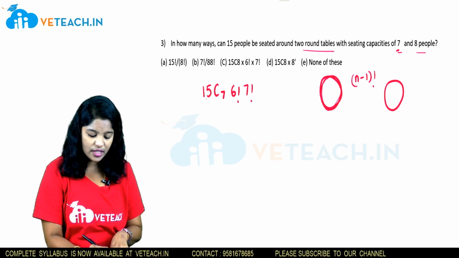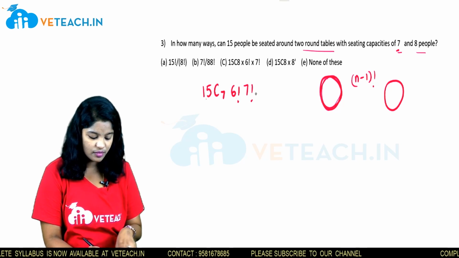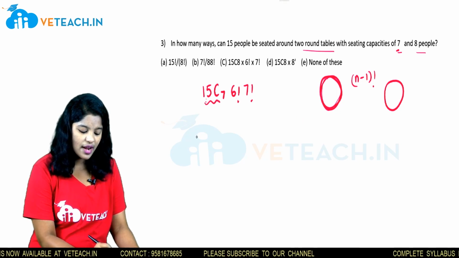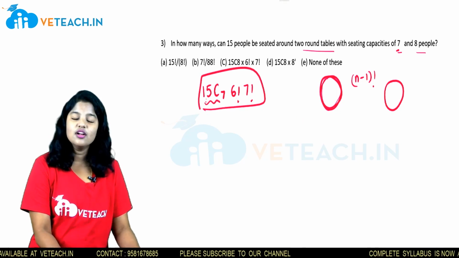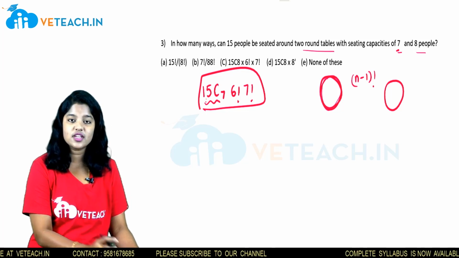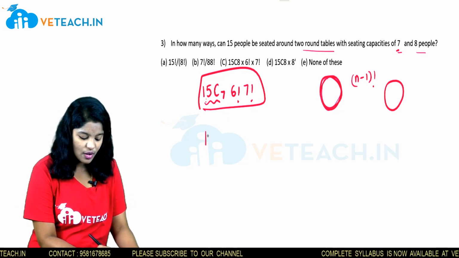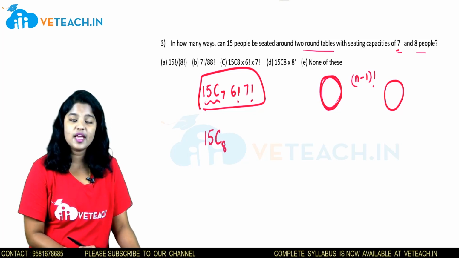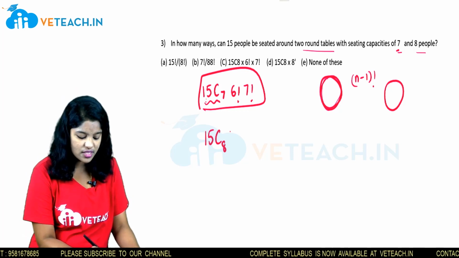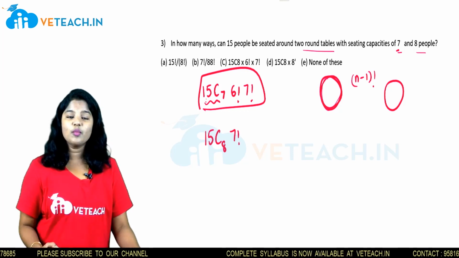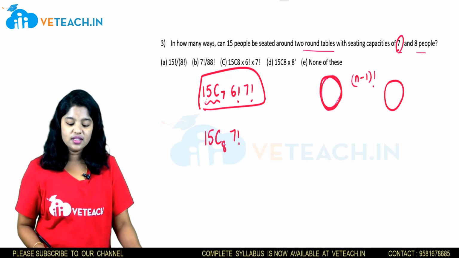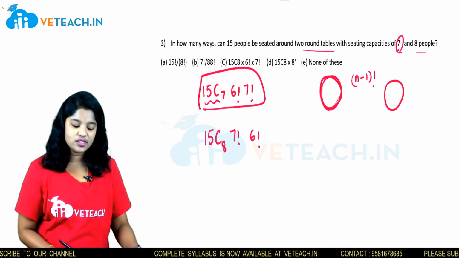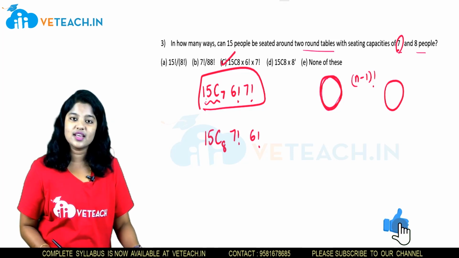So 15C7 into 6 factorial into 7 factorial. So nCr, 15C7 we can also write it as, this is one of the methods. If we are selecting 8 people out of 15, and these 8 people can be arranged in 8 minus 1 factorial ways, that is 7 factorial. Now the remaining 7 people can be seated in 7 minus 1 factorial ways, that is 6 factorial ways. So option C is our correct answer.